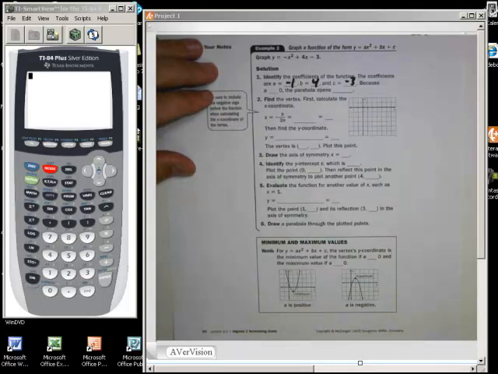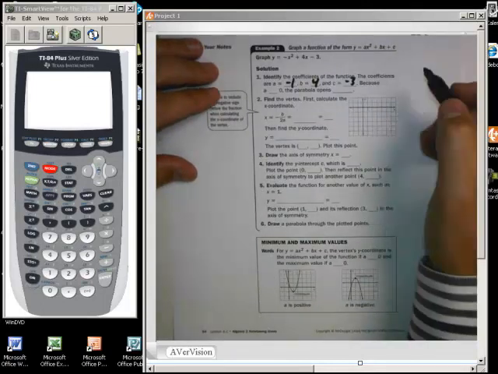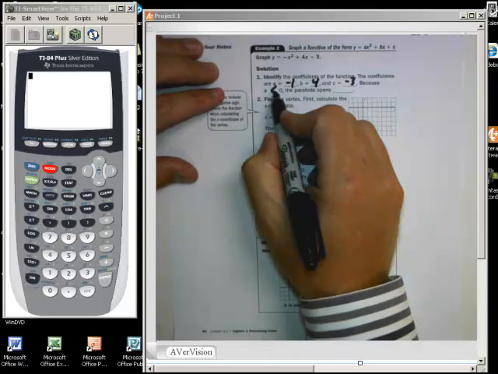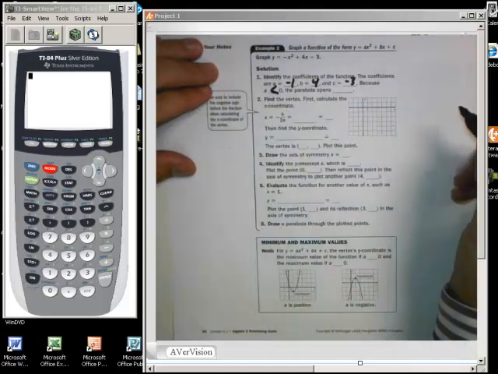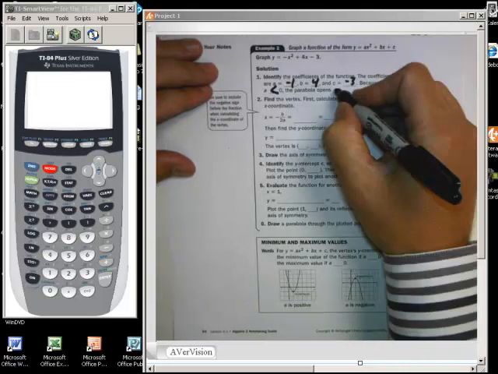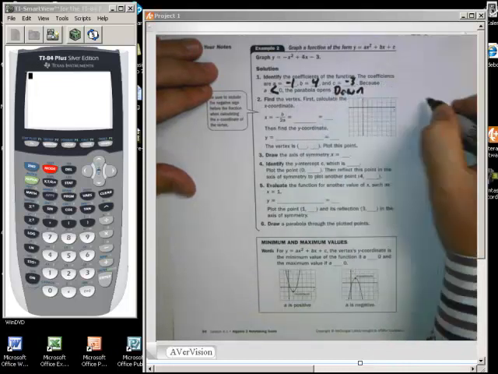The coefficient a, if you look at it right away, you'll notice that a is less than 0. So therefore, we know that because a is negative, the parabola has to open down. It's going to be one of those unhappy people, right?